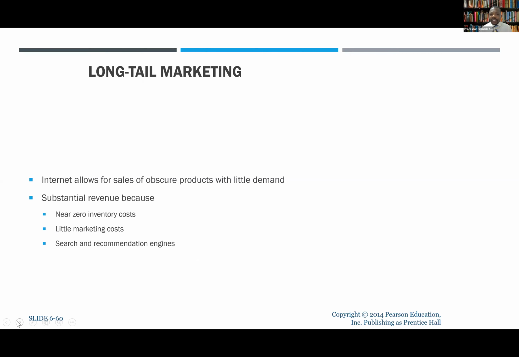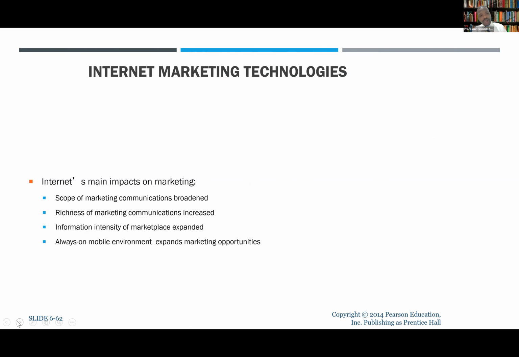When we talk about long tail marketing, the internet allows for sales of obscure products with little demand. So being able to create a following or a community of individuals, so substantial revenue because of near zero inventory costs, little marketing costs, search and recommendation engine.